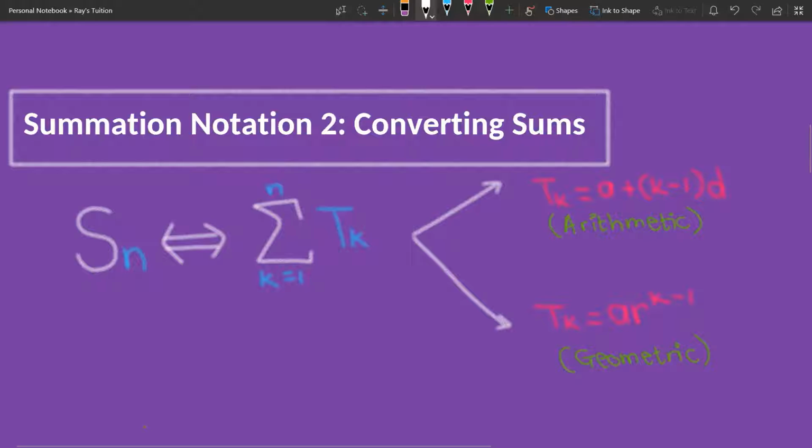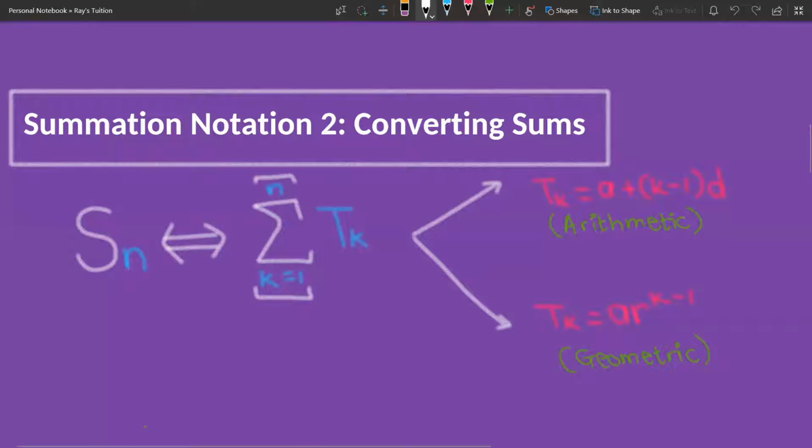What goes at the bottom is where we're going to start. So we're going to start at k is equal to 1. And then at the top is where we'd like to end. If we want to calculate the sum of n terms, then we're going to end at n. And then what goes over here is the formula.